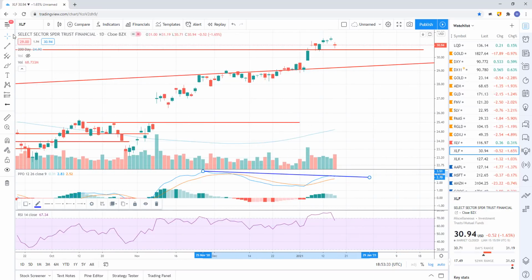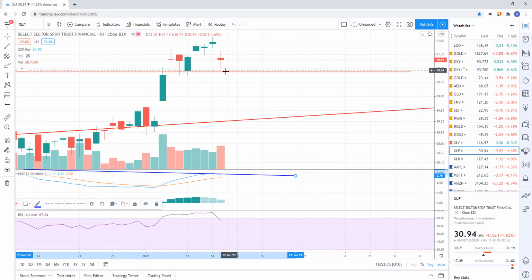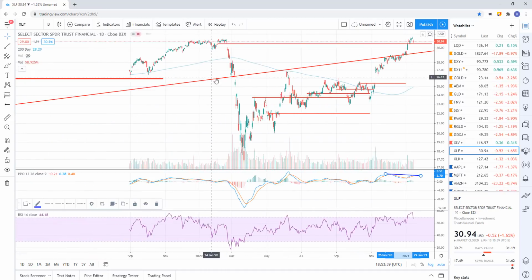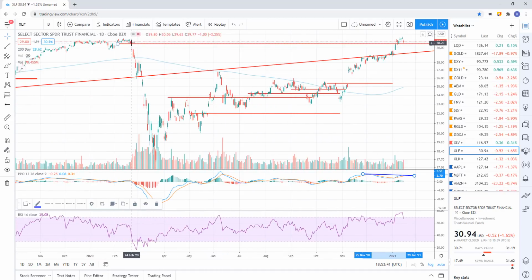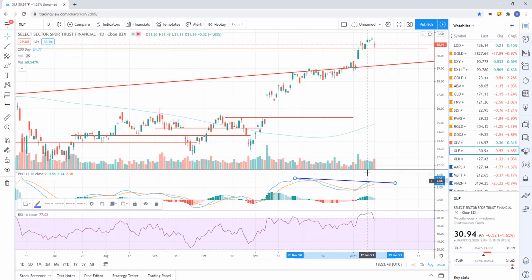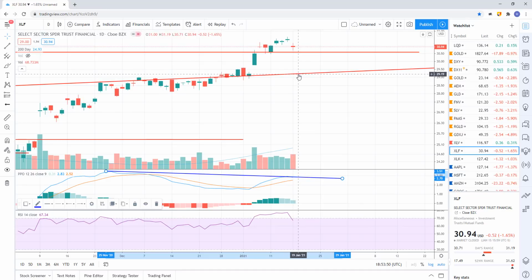So that is that. Now, I would want to see a breakdown of this level, 30.60. That comes back from this gap all the way back here when we had the COVID drop. You had a gap right there. So a break below that, an impulsive breakdown, and I think we go lower. And then ultimately, you'd want to see a break of this level right here, which is about 29.